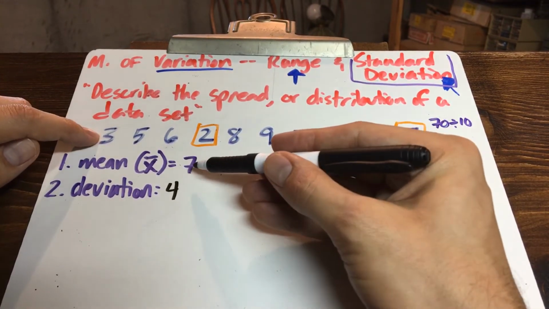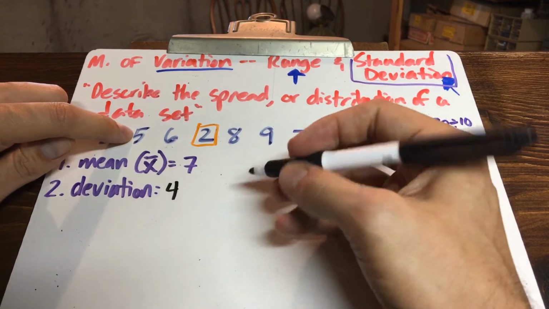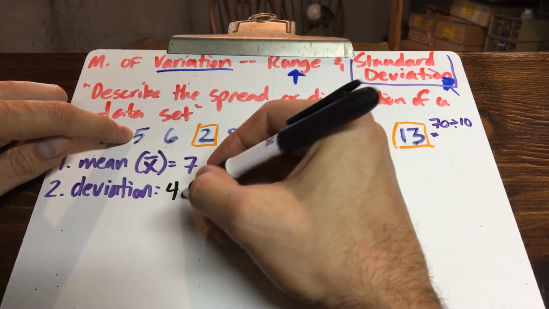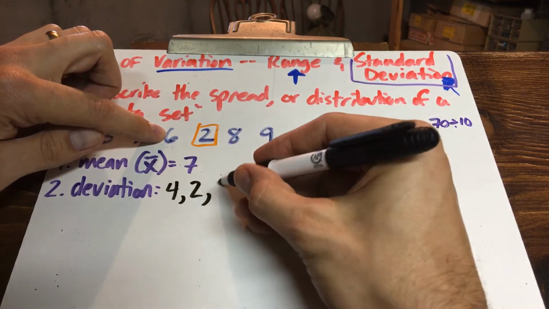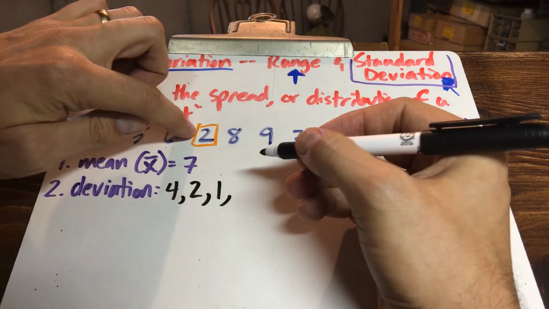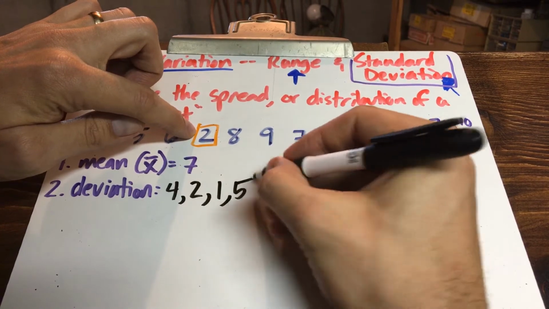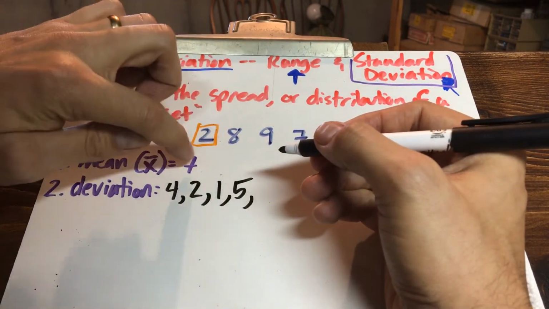How far away is 3 from 7? It's 4 places away. How far away is 5 from 7? It's 2 places away. How far away is 6 from 7? 1 place away. How far away is 2 from 7? That's 5 places away. How far away is 8 from 7?